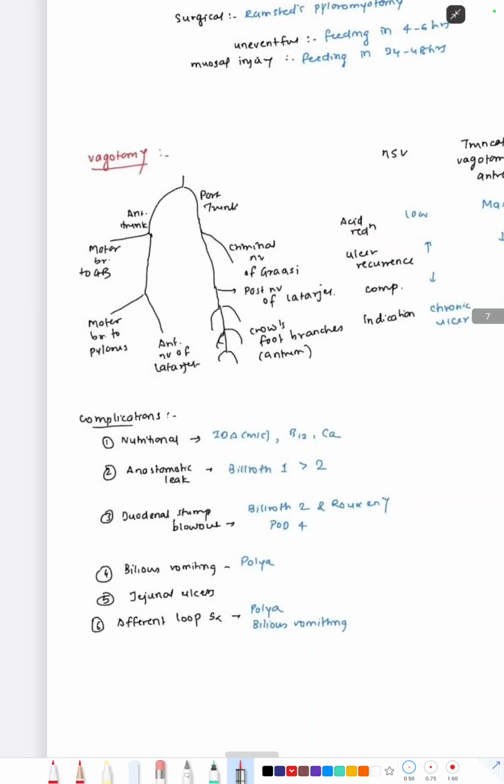Now, what are the complications? The complications of doing vagotomy are nutritional complications, wherein the iron deficiency anemia is the most common. Apart from that, can lead to deficiency of B12 as well as calcium. Anastomotic leak.